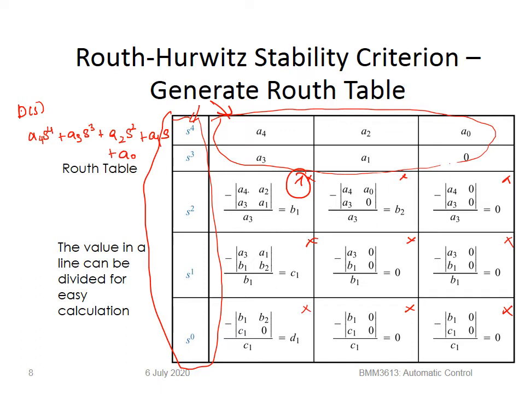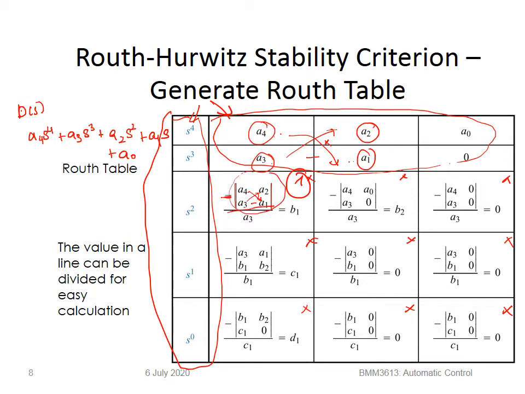In order to fill this, you take a4, multiply by a1, and then minus a3 multiplied by a2. The thing in between the modulus is basically like the calculation of the determinant of a matrix. So it's a4 multiplied by a1, and then minus a3 multiplied by a2. I repeat, a4 multiplied by a1 minus a3 multiplied by a2. So you get the value inside here.